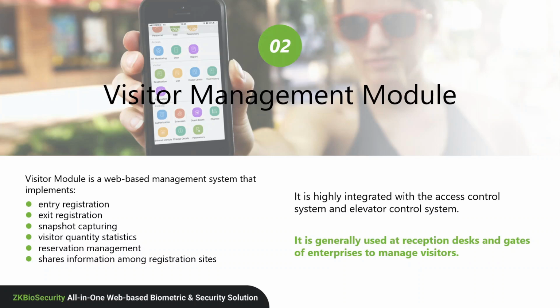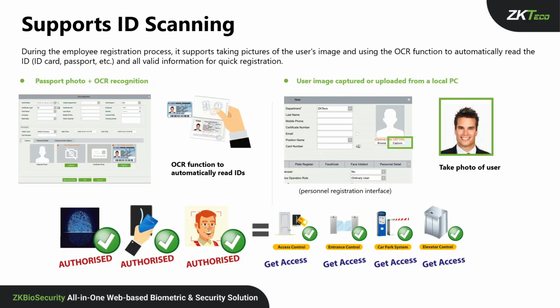The solution is based on the Facekiosk series connecting with ZK BioSecurity V5000. It automates the entire process of registering a visitor, temperature screening, printing a visitor ticket, and getting the visitor access control in a few minutes. It also supports ID scanning functions. During the registration process, it supports taking a picture of the user's image and using the OCR function to automatically read the ID, passport, and all valid information for quick registration.